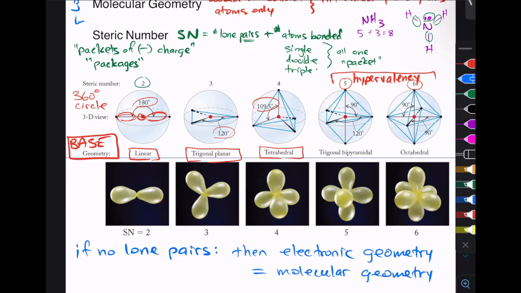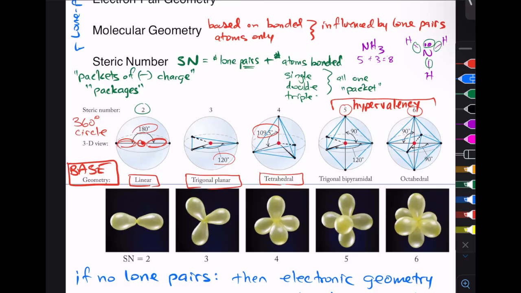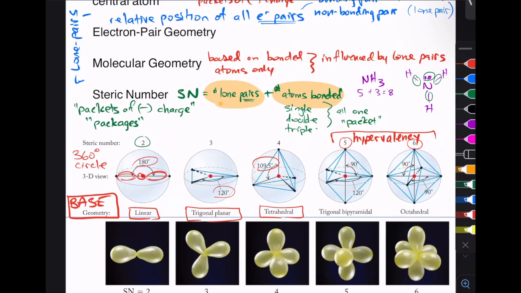Simply put, these geometries that we're looking at here are just based on the steric number. Look at the definition of steric number. It's the number of lone pairs plus the number of bonded atoms. Okay? If there's no lone pairs, then the steric number is just the number of bonded atoms. Whether they're single bonds or double bonds or triple bonds doesn't matter. It's the number of bonded atoms. So if there's no lone pairs, whatever we describe as that base geometry or the electron pair geometry will be exactly the same as the molecular geometry. But if we have some lone pairs in there, you will get different geometries.